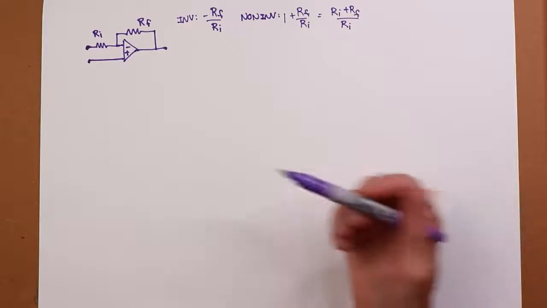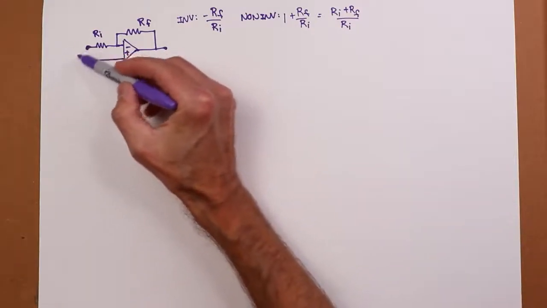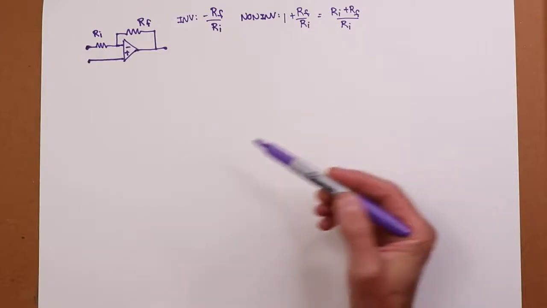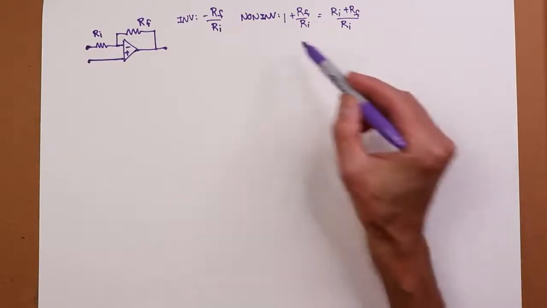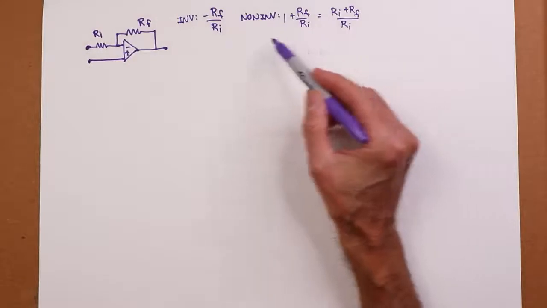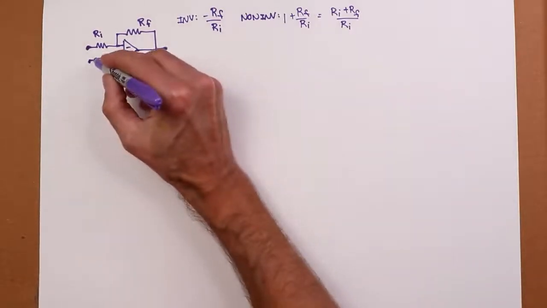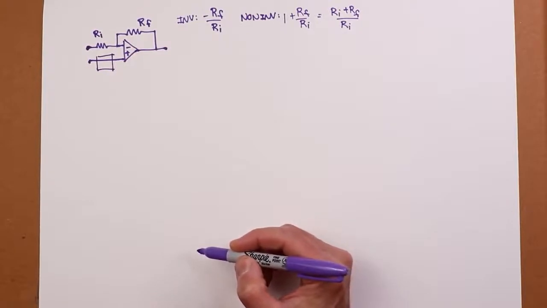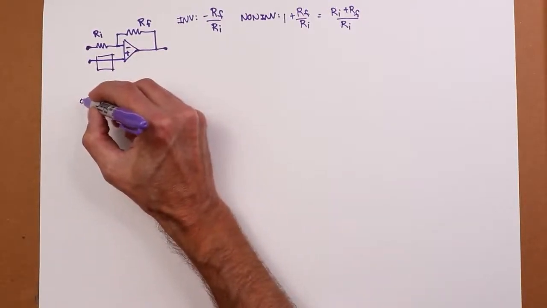Well, you could maybe somehow add a little gain stage before the inverting side of it. That seems like a lot of work. Or more simply, just figure out how to reduce this gain. In other words, why don't I just put a voltage divider in here? Okay. In other words, something like this.